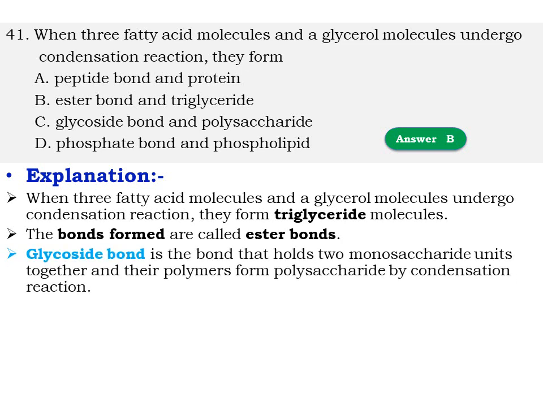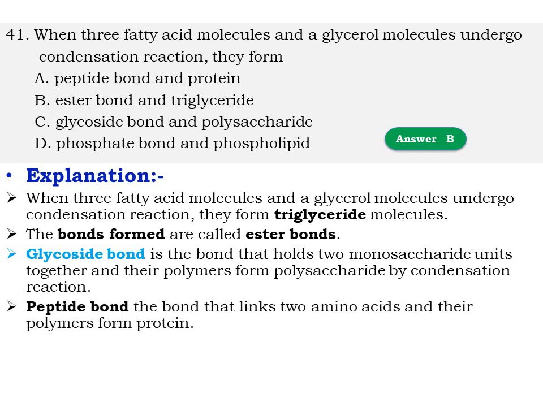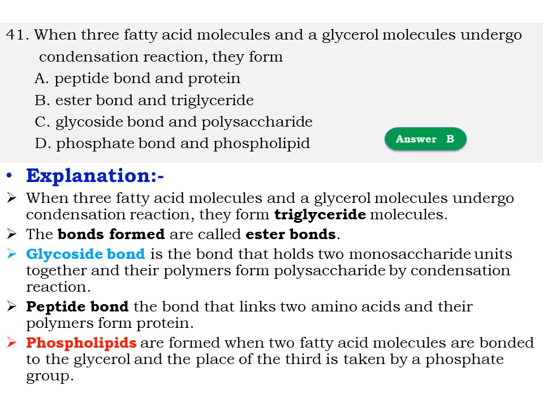Glycoside bond is the bond that holds two monosaccharide units together, and their polymers form polysaccharide by condensation reaction. Also, peptide bond is a bond that links two amino acids, and their polymers form protein. The other is phospholipid, which is formed when two fatty acid molecules are bonded to glycerol and the third place is taken by a phosphate group.